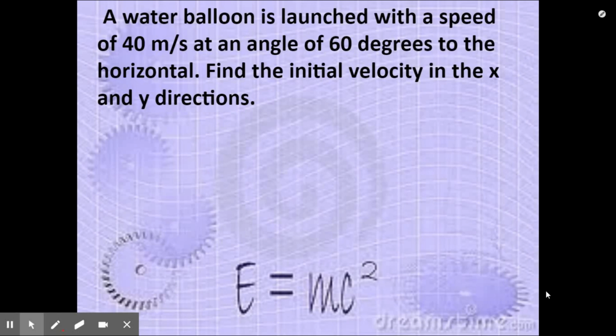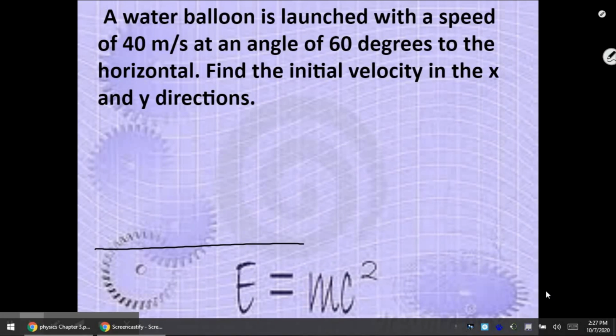So if we look at this, a water balloon is launched with a speed of 40 meters per second at an angle of 60 degrees with the horizontal. Find the initial velocity in the x and y directions. Again, always draw out your pictures so you know what you're doing. There's the ground, there's our horizontal. We're launching water balloons. So the water balloons are going to fly out like this.